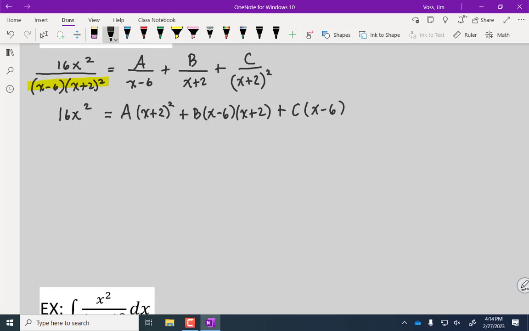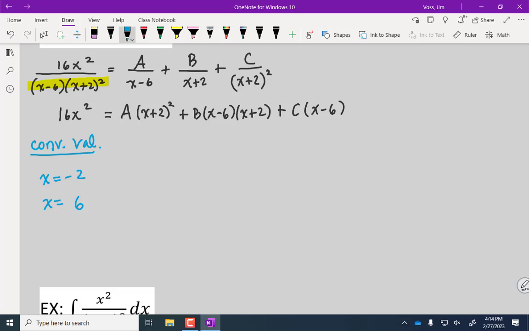So that is our PFD equation. Let's go ahead and use some convenient values. Now there's only 2 convenient values here, so this is going to create a little bit of a snag. What are the 2 that we see for sure? 6 and negative 2. Yeah, 6 and negative 2. But that's not enough. We're going to need another convenient value.